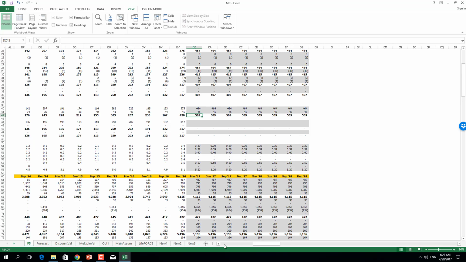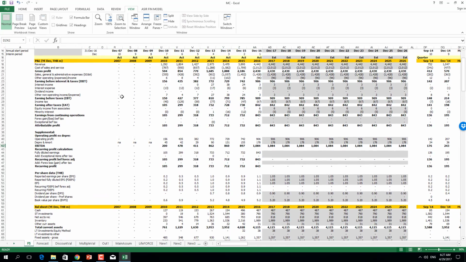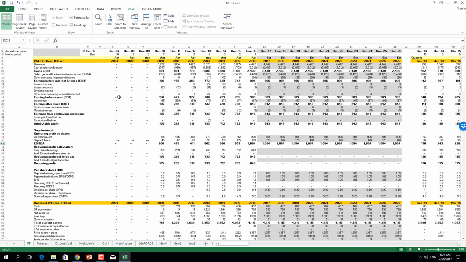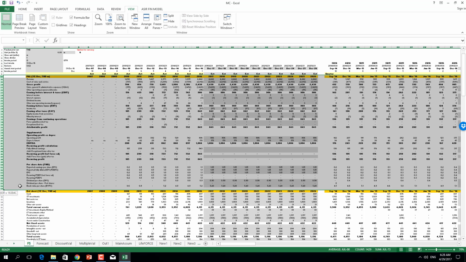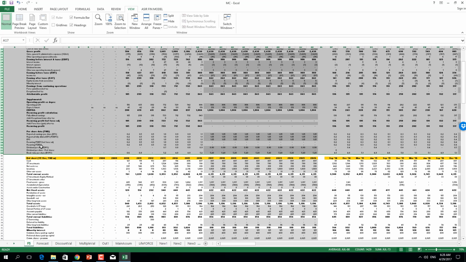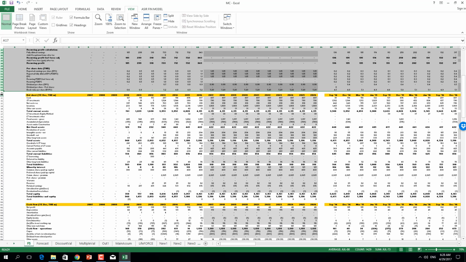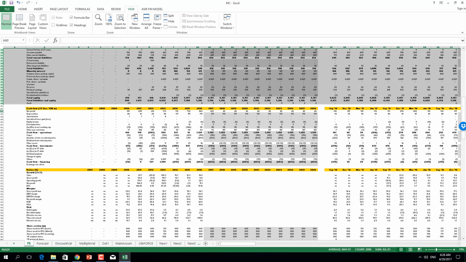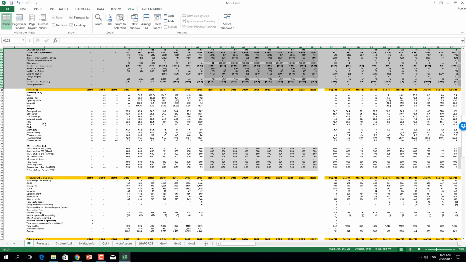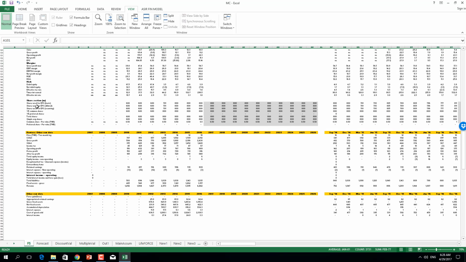Now, the next thing that I want to show you is that in this file I always have the same structure, which is the P&L, and then after the P&L I have the balance sheet right here, and then after the balance sheet I have a cash flow statement right there, and then I finish up with ratios. Then you can see some of the raw data that we're pulling in, in this case from Thomson Reuters here.